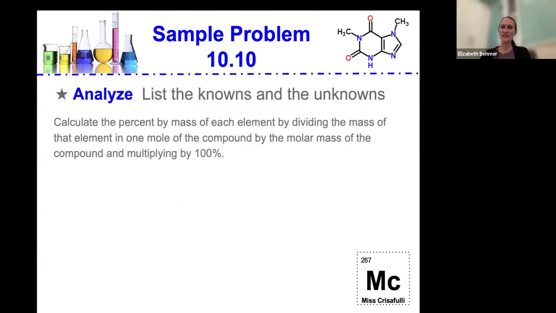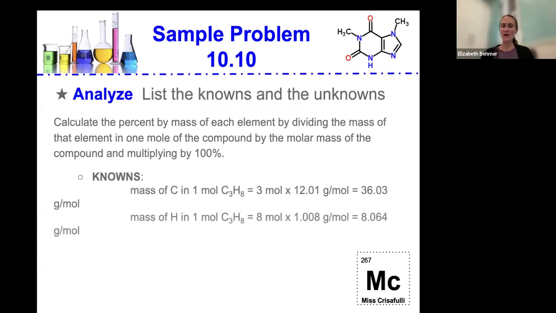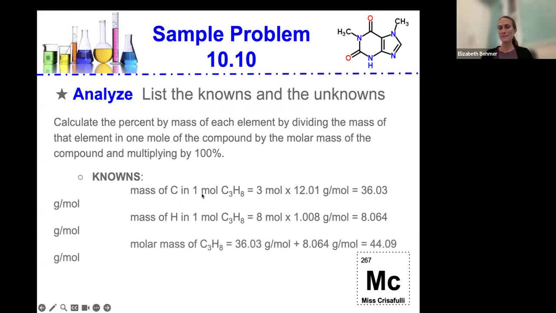We will calculate the percent by mass of each element by dividing the mass of that element in 1 mole of the compound by the molar mass of the compound and then multiplying it by 100%. We have a couple of knowns here. The mass of carbon in 1 mole of C3H8 will be 3 moles, because we have 3 carbons, times 12.01 grams per mole, because 12.01 is the mass of 1 carbon atom, and that will equal 36.03 grams per mole.